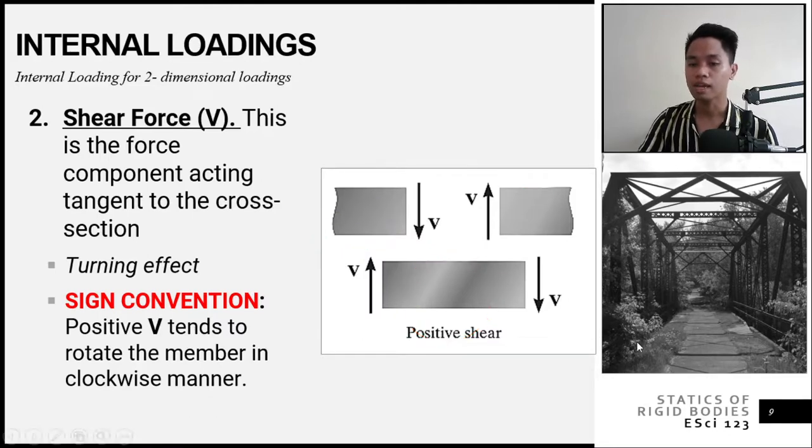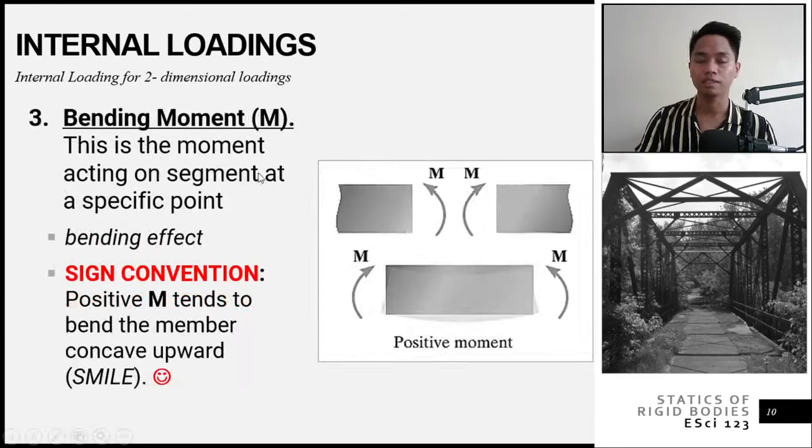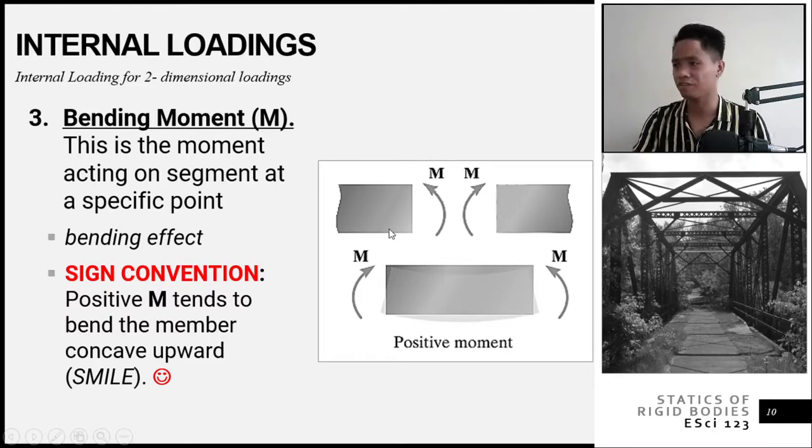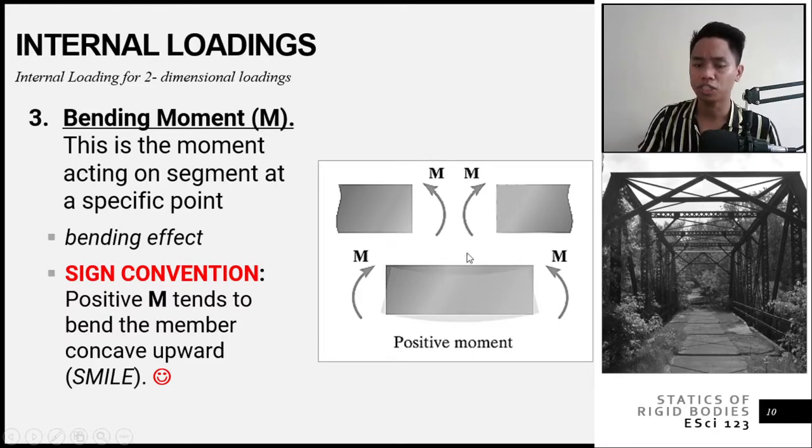Okay? Again, for normal force, tension should be positive. For shear, the member should rotate clockwise. Alright? Then the last concept, the last internal loading, is your bending moment, denoted by letter M. This is the moment acting on the segment at a specific point. So if you cut a section, a moment is always produced. Okay? So it will be a bending effect.